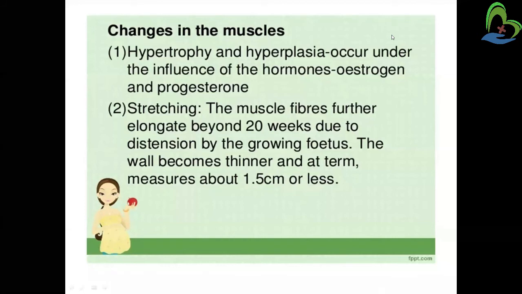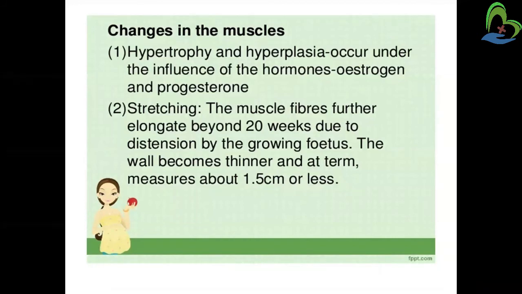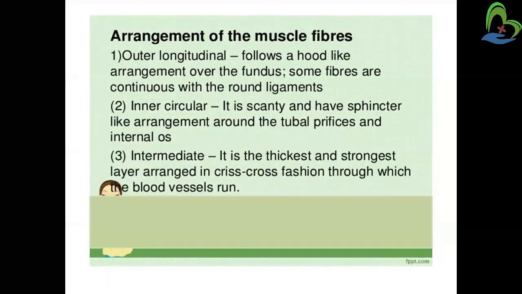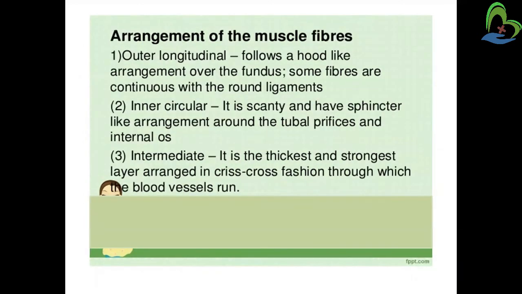Now this stretched wall of the uterus becomes thinner at the time of term, and it measures about 1.5 centimeters or less. Now, the arrangement of the muscle fibers. The muscle fibers are arranged as outer longitudinal, inner circular and intermediate.